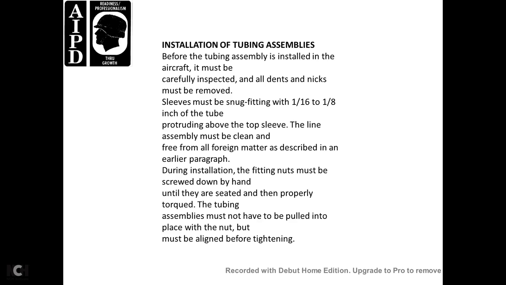Installation of tubing assembly. Before the tubing assembly is installed in the aircraft, it must be carefully inspected. All dents and nicks must be removed. The sleeves must be snug fitting, with 1/16 to 1/8 of an inch of the tube protruding above the top of the sleeve. The line assembly must be cleaned free of all foreign matter as described in the earlier paragraph. During installation, the fitting nuts must be screwed down by hand until seated, then properly torqued. The tubing assembly must not be pulled into place with the nut, but must be aligned before tightening.